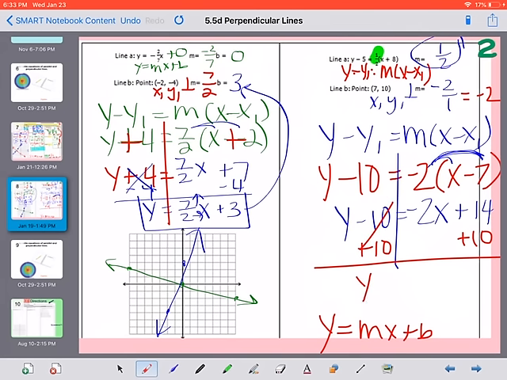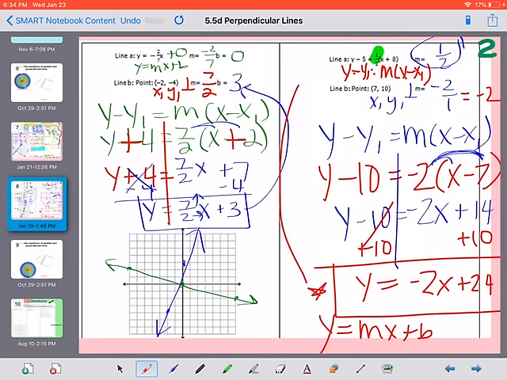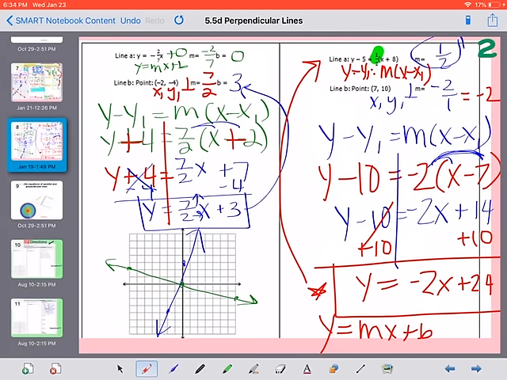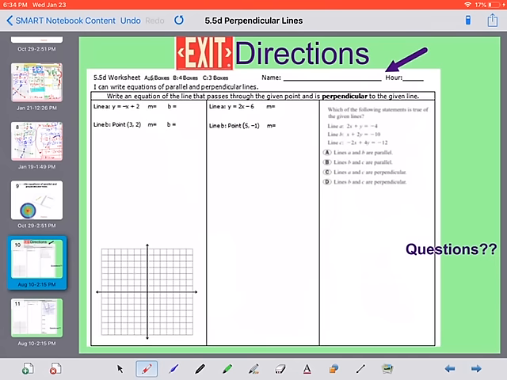So our equation is y equals negative 2x plus 24, which is why I did not have you graph this one, because 24 would not fit on our graph. So here is the line that is perpendicular to the original line that they gave us. Your homework is just like this. If you have any questions, please let me know.